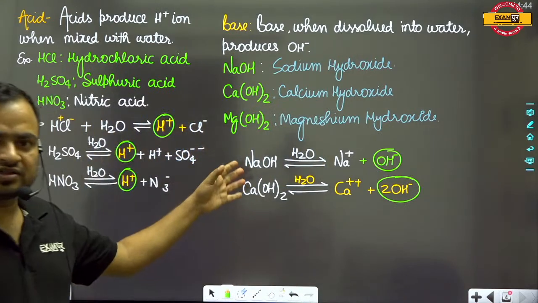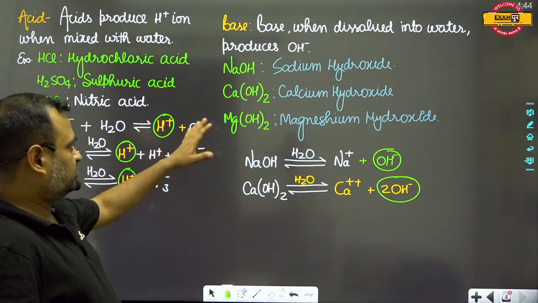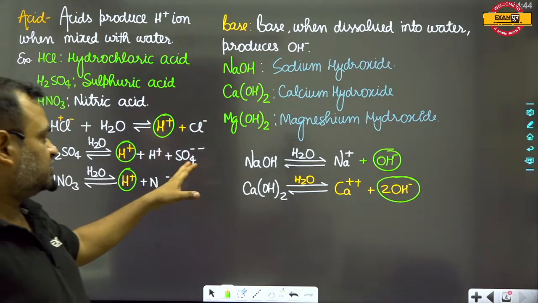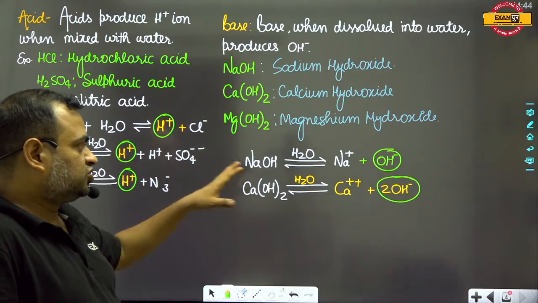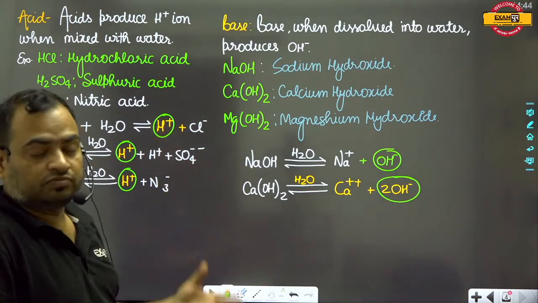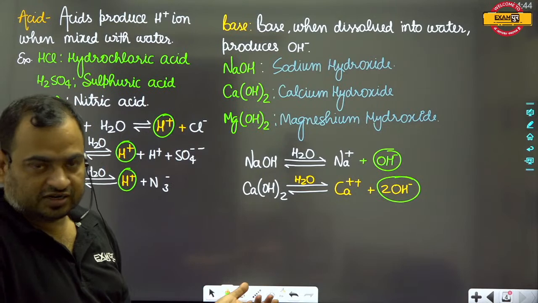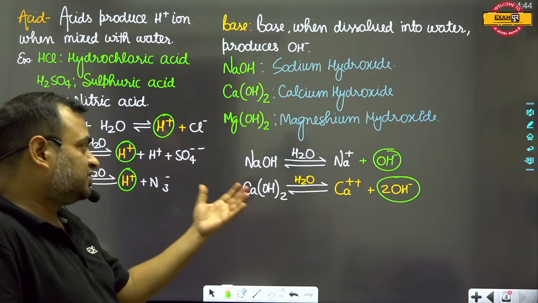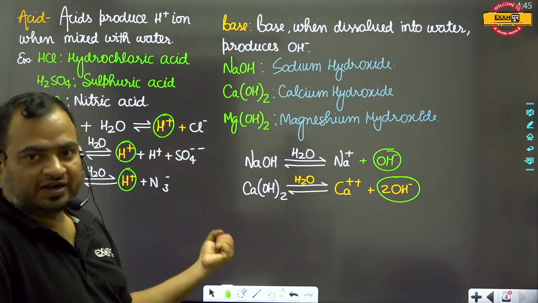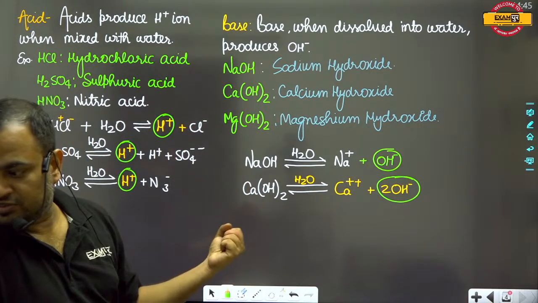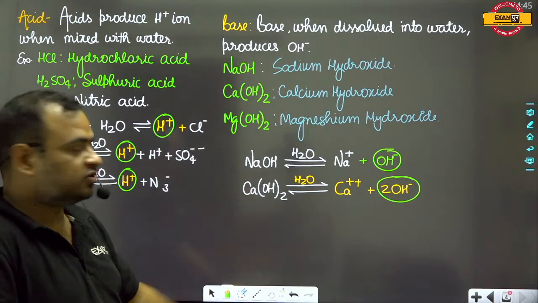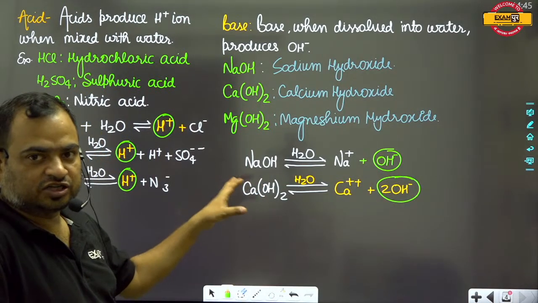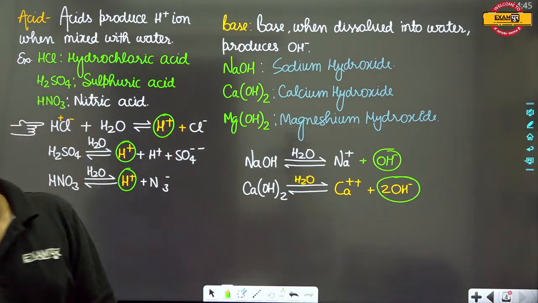The solution of these base chemicals is a conductor of electricity, and you can see the positive and negative ions. It means these are the particles which carry charge, and that's why electricity conducts in the solution of these materials.